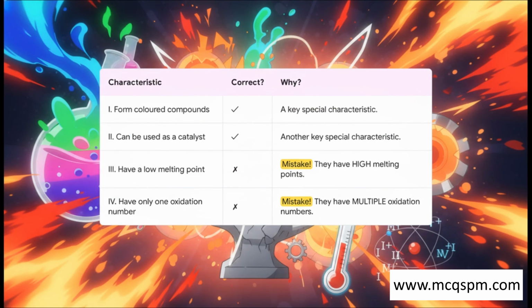So, how'd you do? Let's break it down. Number 1, forming colored compounds? Yes, absolutely. Number 2, used as a catalyst? You bet. Now you've got to pay close attention to 3 and 4. These are classic exam traps. Examiners love to catch students with these. Transition elements are tough, strong metals, right? So they have high melting points, not low ones. And their other claim to fame is having multiple oxidation numbers, not just one. Remembering these 2 traps will literally save you marks on your exam.